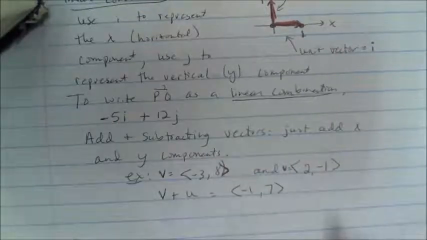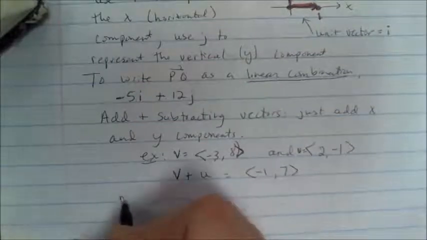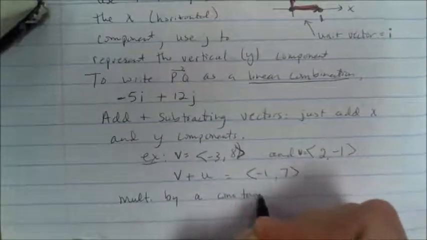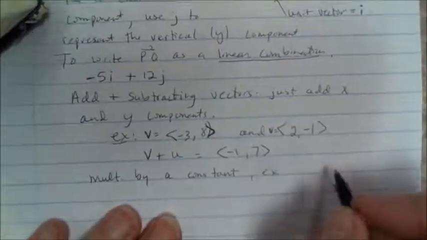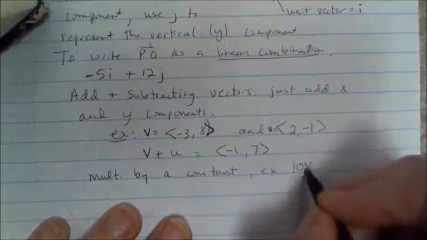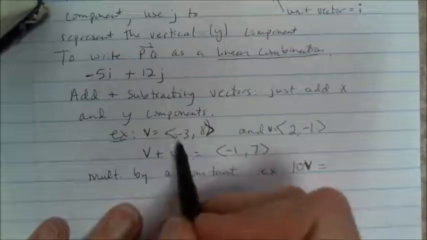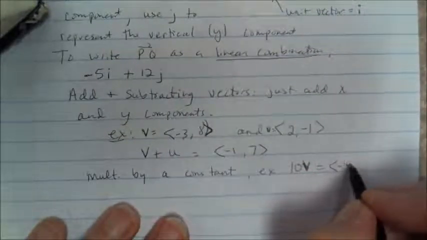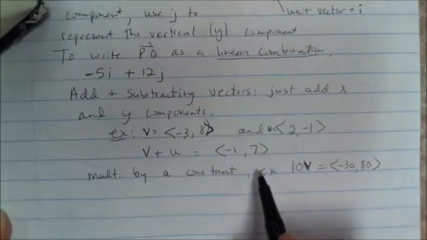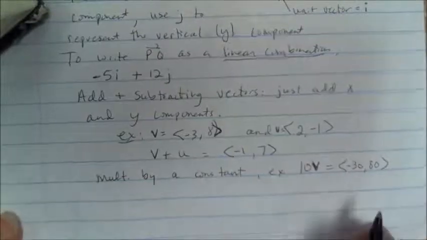So you can add, you can subtract, you can multiply a vector by a constant. For example, if I want to say what is 10v, and this is a bold v because it means 10 times the vector v. 10v, just multiply those components by 10. So it would be -30, 80. So you can perform some arithmetic just like you do anything else.